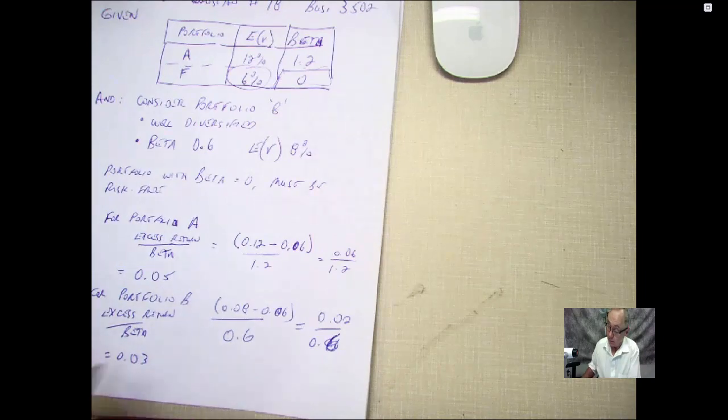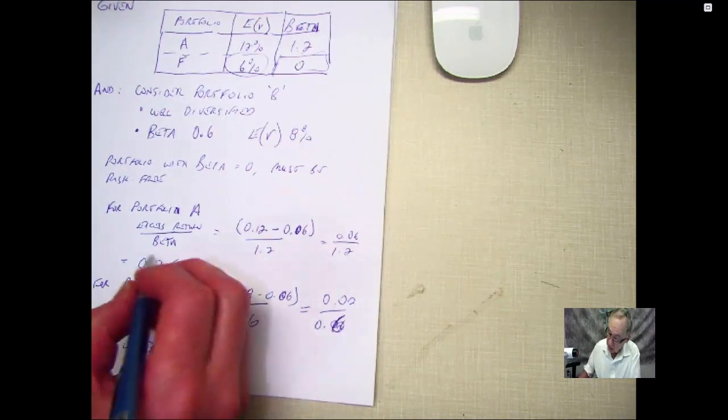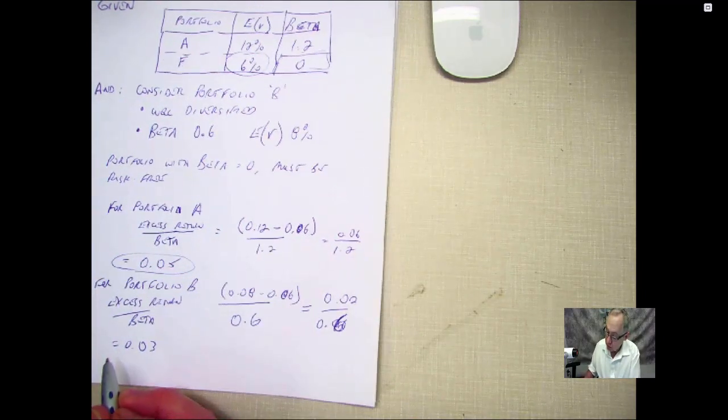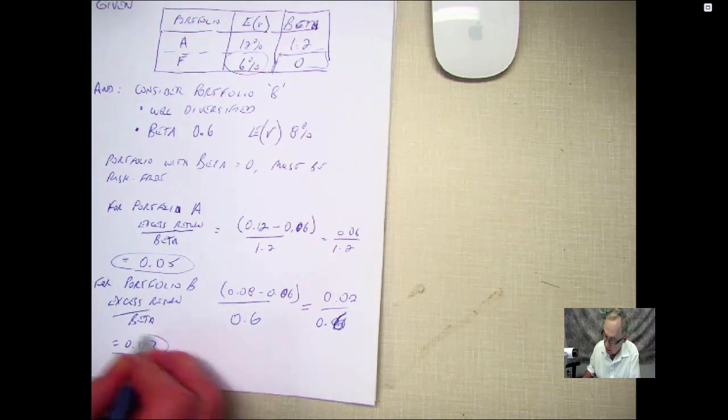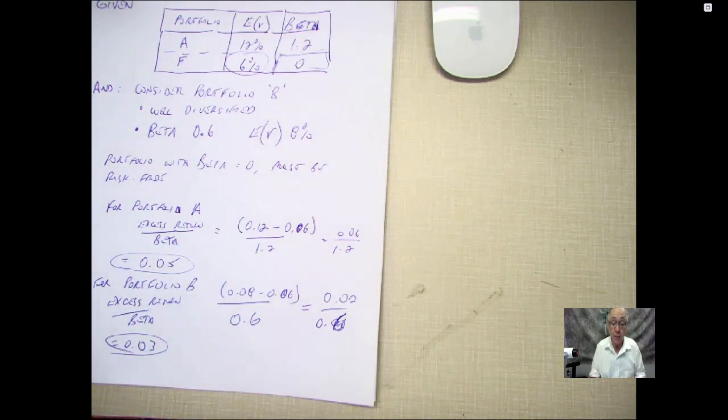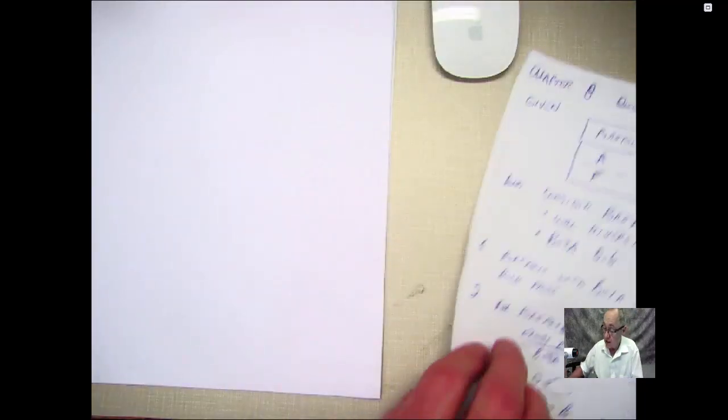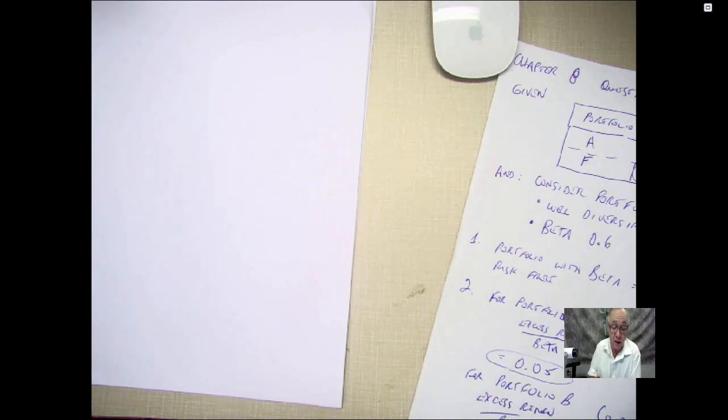This tells us portfolio A has much greater return for riskiness than portfolio B. So an opportunity for arbitrage would truly exist. Now, then it goes, we're asked what would be an arbitrage strategy? And we could consider equally weighted portfolios of A and B, or portfolios with A and F.